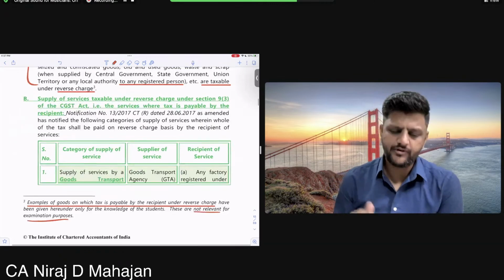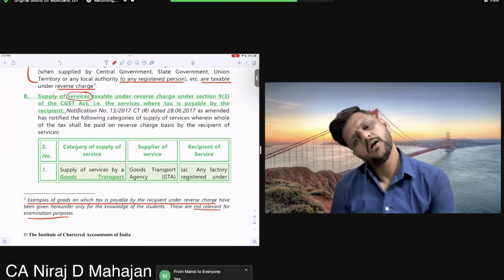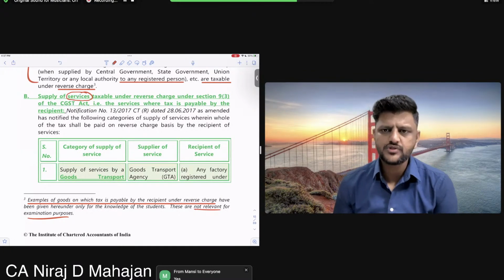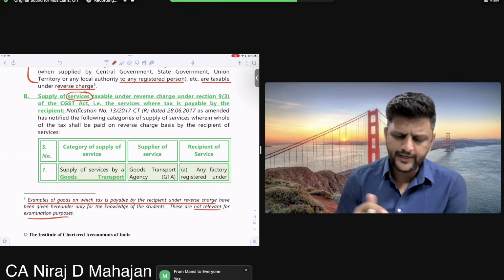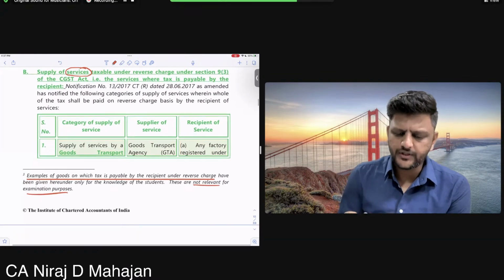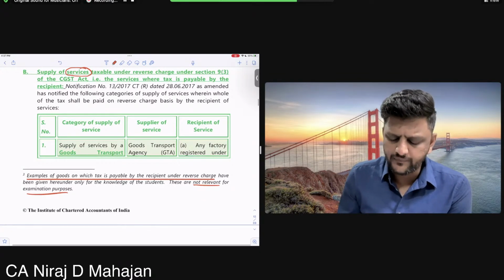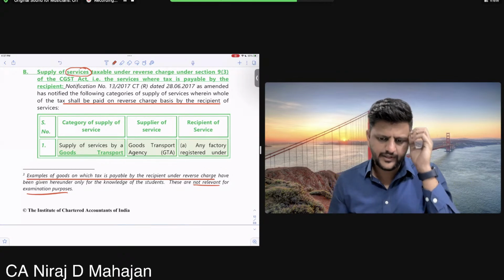Mainly, I told you what is more famous? Services. On which services RCM is applicable. You have to save your time also. Alright. So where the tax shall be paid on reverse charge basis by the recipient of the service. 9.3, but services now. Ready?